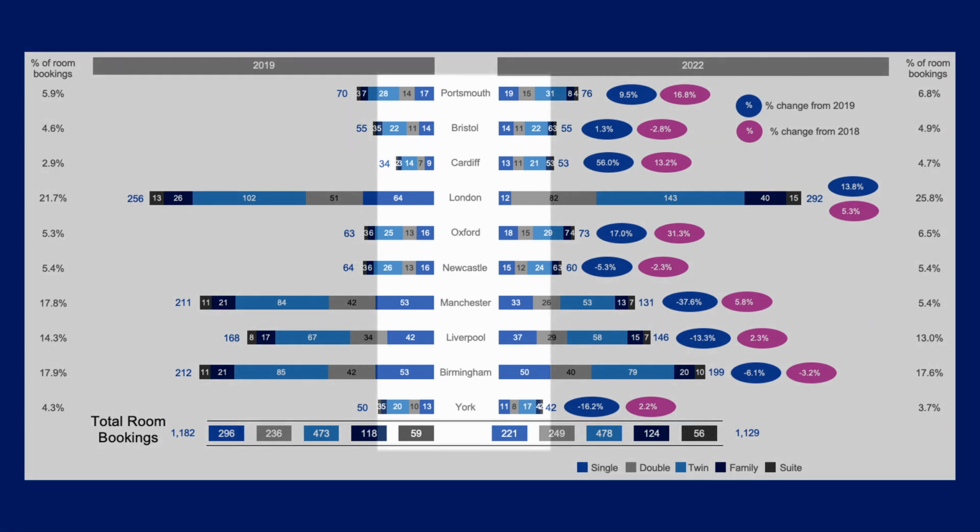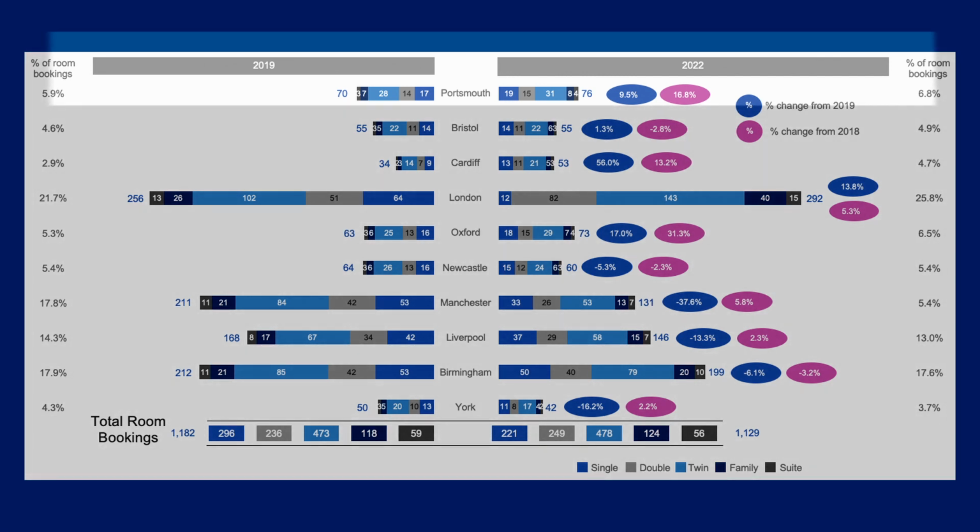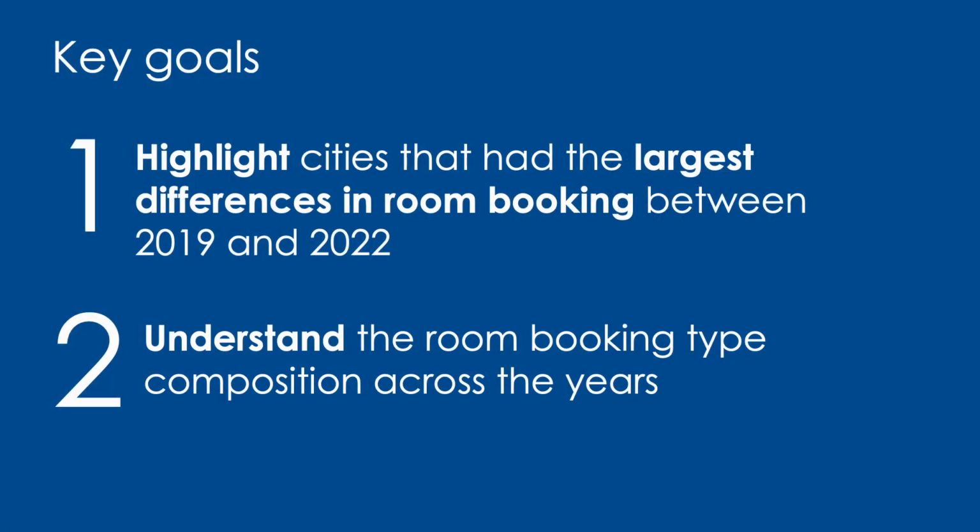Now, as with most analysis that's currently being conducted in the hospitality industry, a lot of the comparisons here center around a year versus the last comparable year, 2019 in this case, being the last normal year before the global pandemic. Now, the original brief of this particular graph was to easily show if there are any cities that had notable differences in room booking numbers between those 2 years, and to also assess the composition of room booking types. Now, as you can see, gradually as more and more labels and comparisons have been added, these original goals have become more difficult to identify and find.